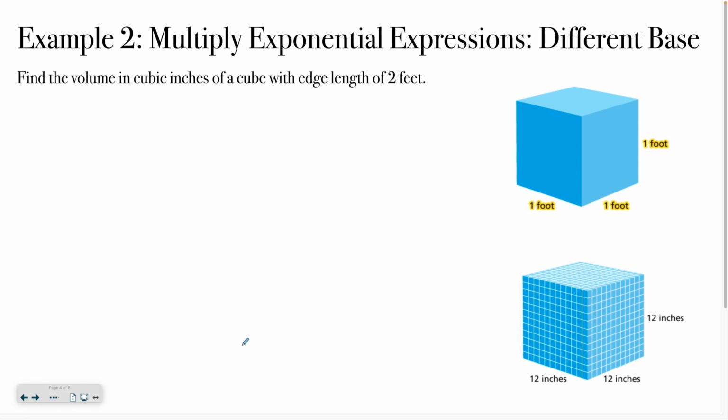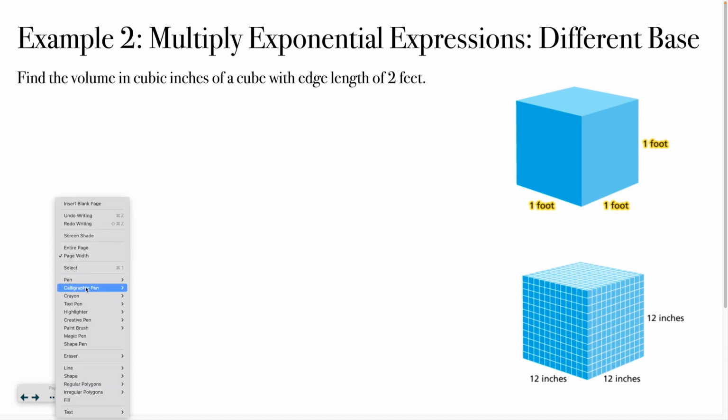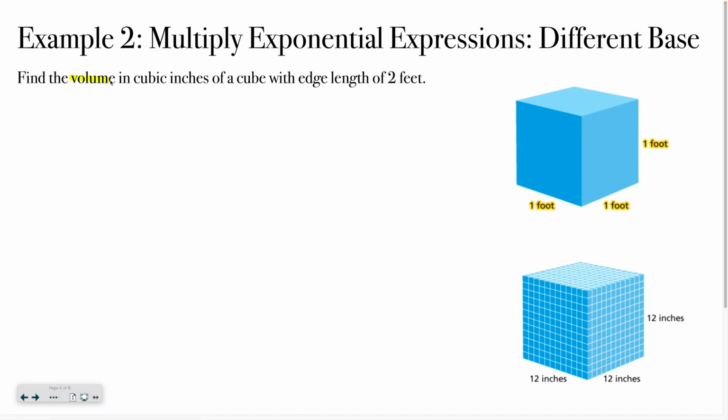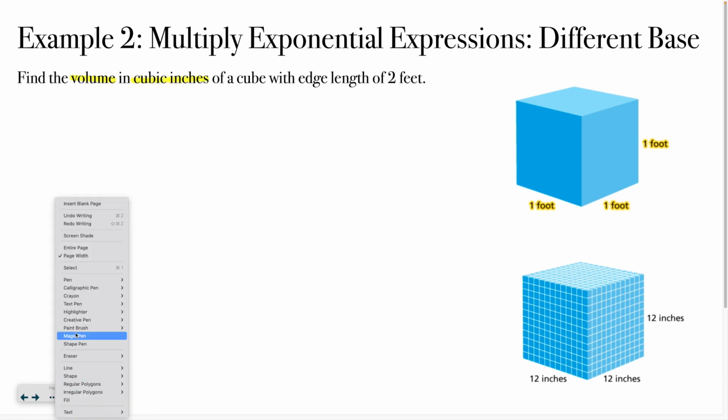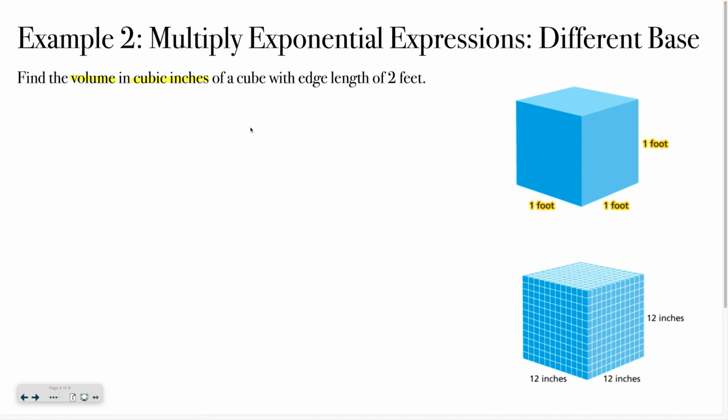Now, let's look at a really similar but slightly different example. Now we're going to do multiplying exponential expressions, but this time with a different base. Okay, so we want to find the volume in cubic inches of a cube with edge length of 2 feet. So let's just start by looking at some important information here. Okay, so we're looking for volume, right, in cubic inches, but notice that if I keep reading, instead of being labeled as inches, it's being labeled as feet.